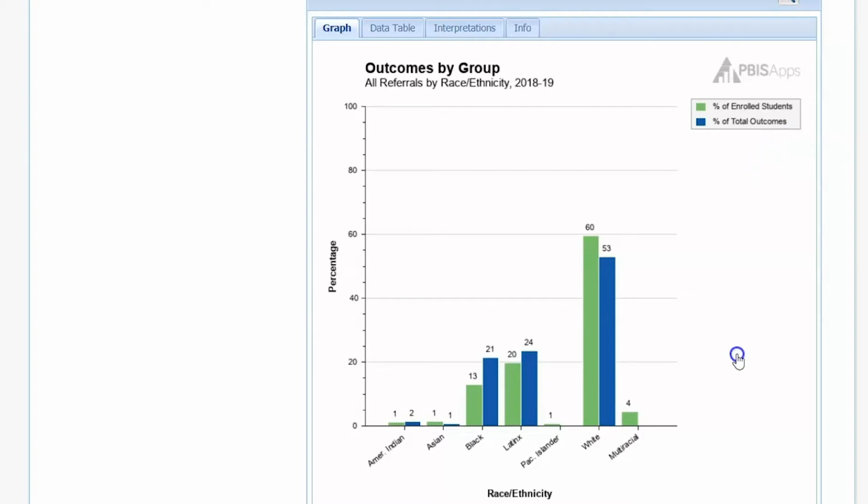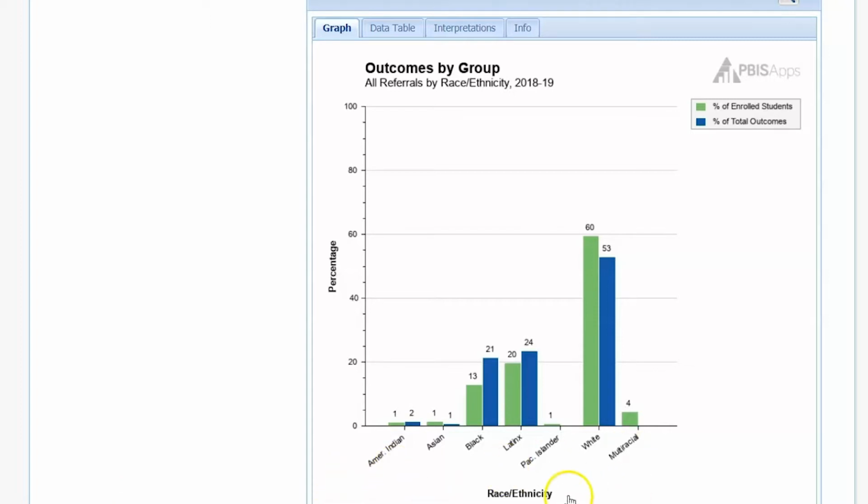With this graph, teams look to answer the question, is the student group's percentage of a given outcome equal or reasonably proportionate to their percentage of the school's total enrollment? Let's take a look at the graph where it might be easier to understand.